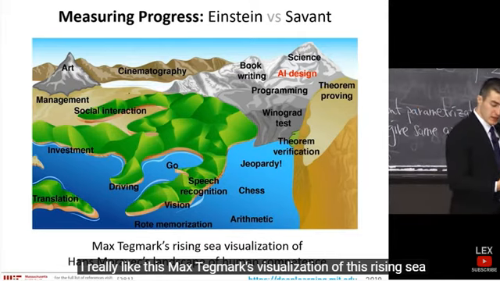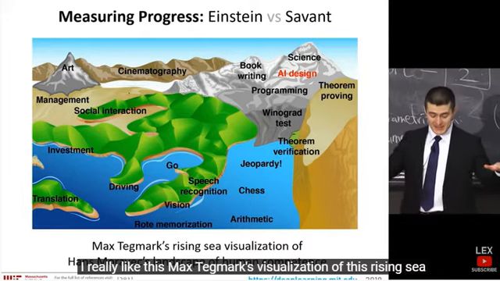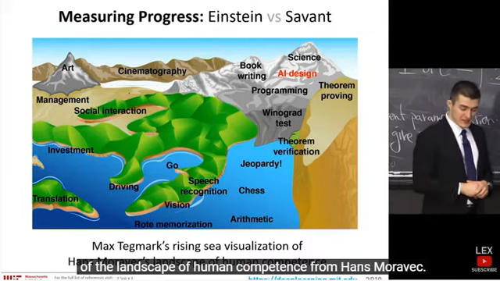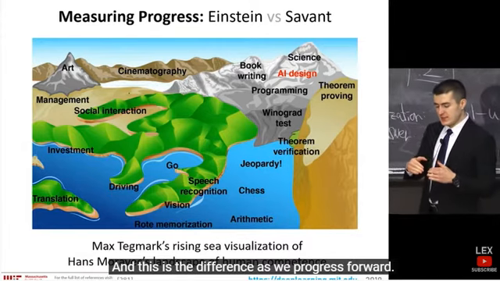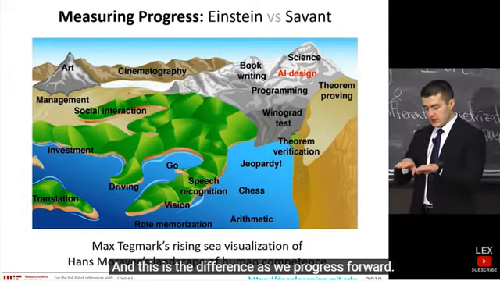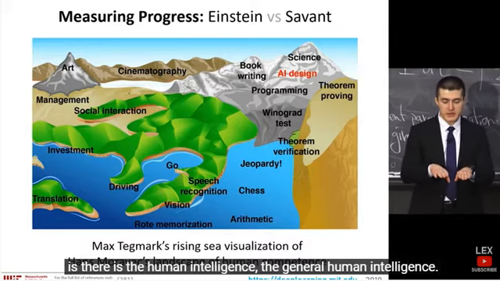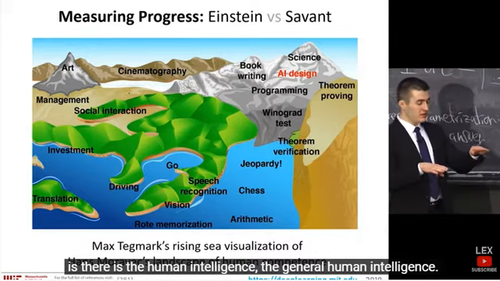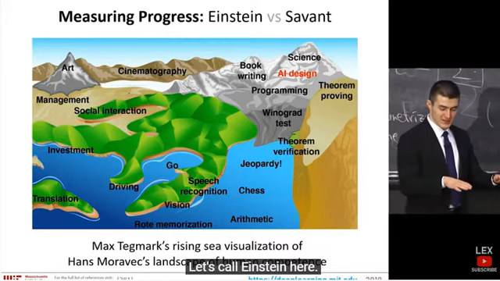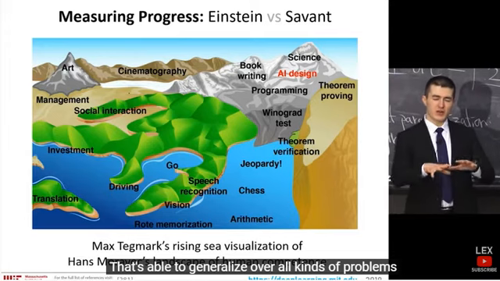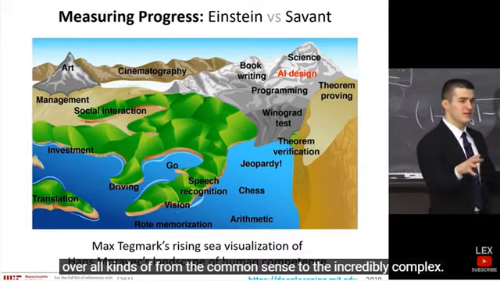I really like Max Tegmark's visualization of this rising sea of the landscape of human competence from Hans Moravec. This is the difference as we progress forward and discuss some of these machine learning methods: there is human intelligence, the general human intelligence, let's call it Einstein here, that's able to generalize over all kinds of problems, from the common sense to the incredibly complex.